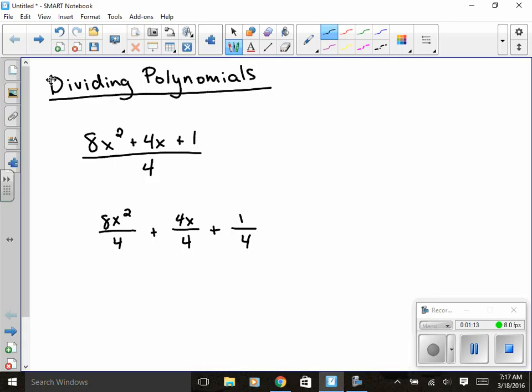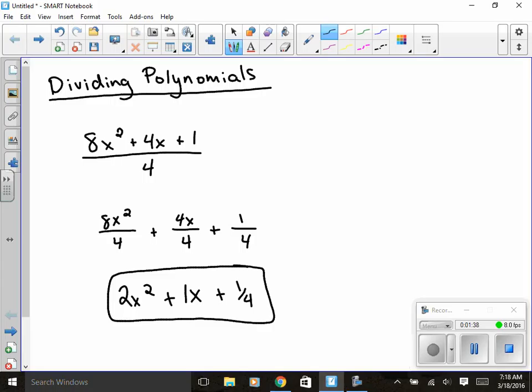So if I look at the first term here, I've got 8 divided by 4, which gives me 2x squared. With this, I'm getting rid of that fraction when I do this. Plus, then I've got 4x over 4, which reduces down to just a 1x. And the 1/4 doesn't actually reduce, so that's my only fraction term within my answer. So now I've divided each term.